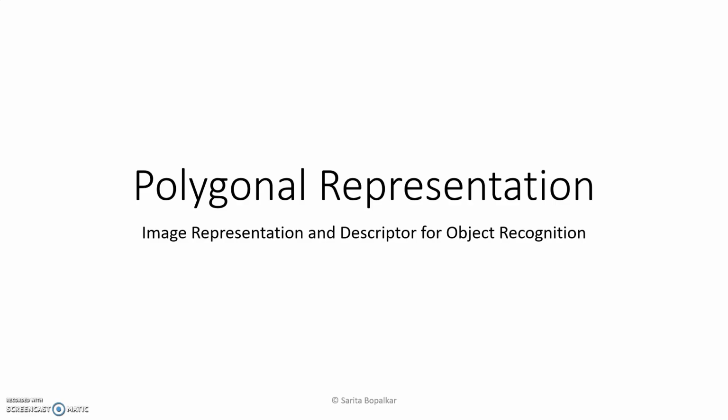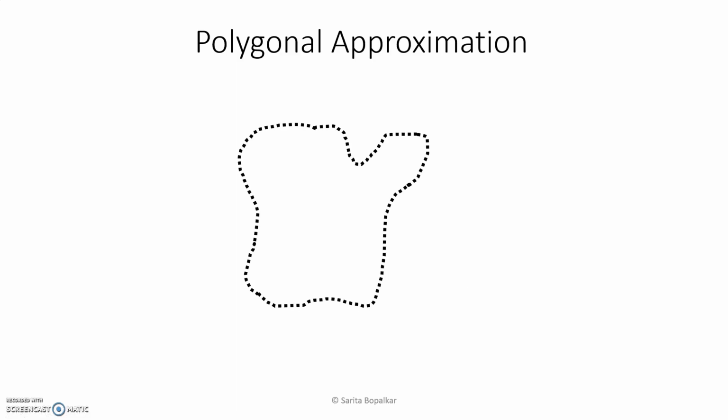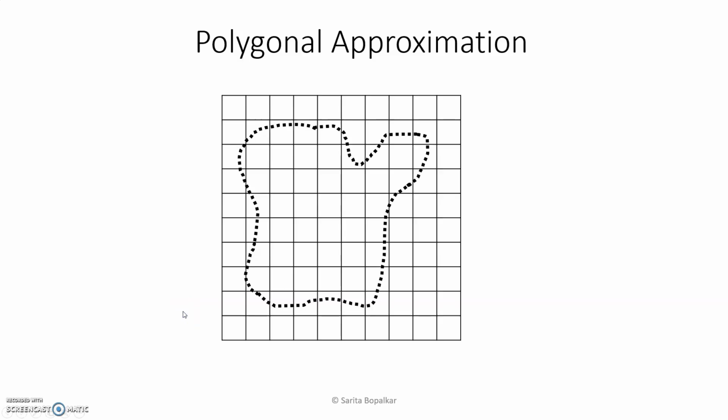So here in this video we are discussing polygonal representation technique. This is a boundary based representation technique. Now, as the name suggests, in this method the arbitrary boundary of the object will be approximated by polygonal. Let us take example. This is an arbitrary boundary of the object. Let us consider grid for easy understanding.